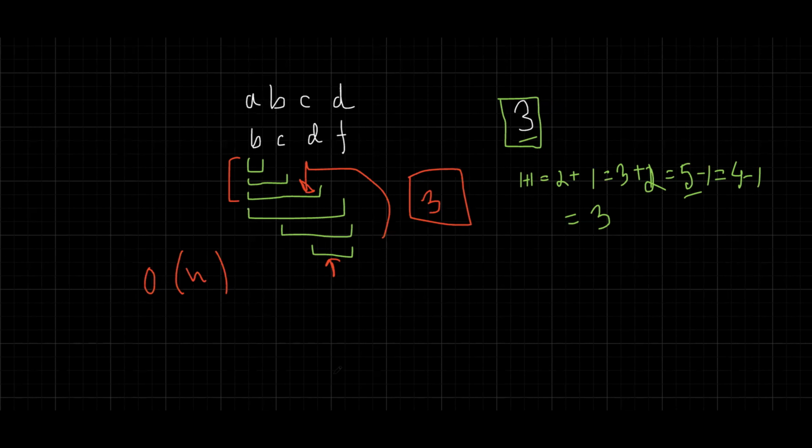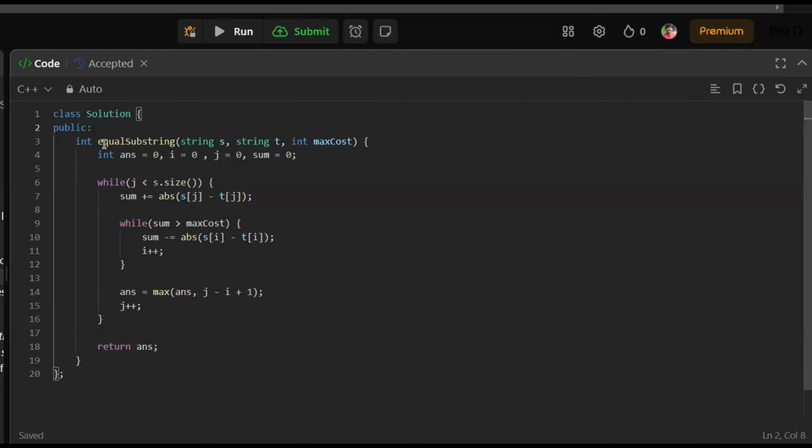Now let's move on to the code. We are given a function named equalSubstring, which has the two strings s and t as parameters and maxCost as another parameter. Now we are initializing the answer variable to 0 and the variables i and j with 0 as well, which are the 2 pointers, and the current sum, which will be 0. Now we are running this loop until the j pointer goes out of bounds, and we are adding the absolute difference of s[j] and t[j] to the sum.